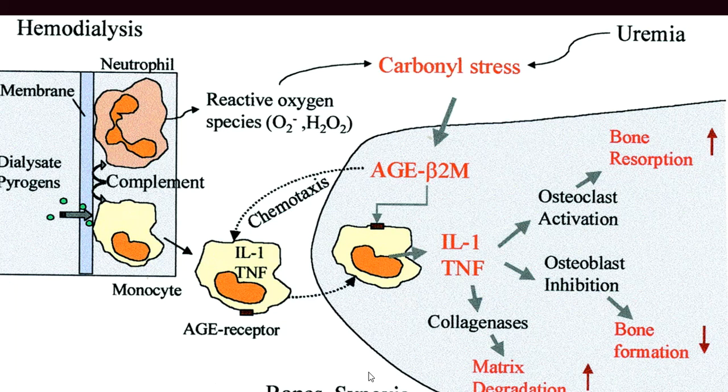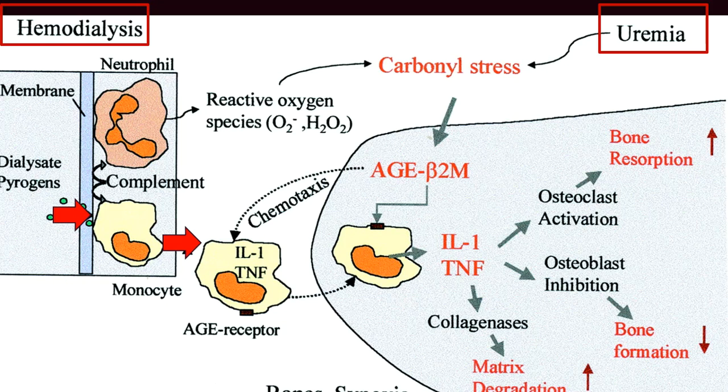That's uremia-related retention from bad excretion through the glomerulus, or hemodialysis-induced through bioincompatibility and inflammation during hemodialysis sessions. Note that the player here is advanced glycation end-product beta 2 microglobulin, and the stimulants are inflammation, reactive oxygen species, as well as cytokines and chemokines. Osteoclast activation and osteoblast inhibition.